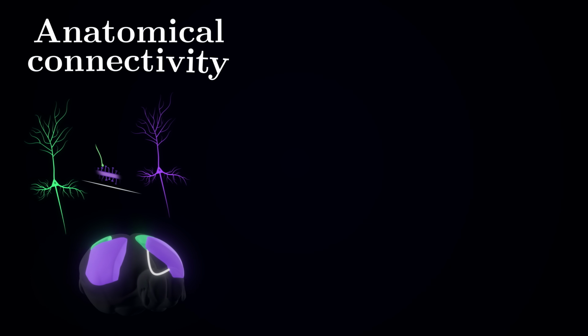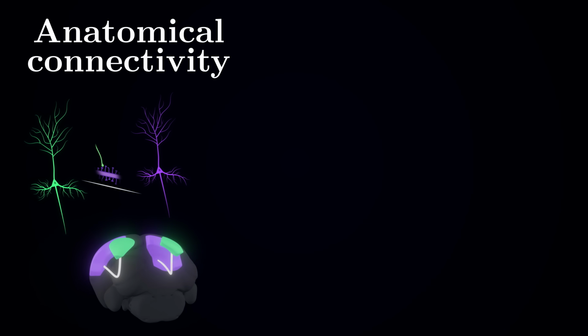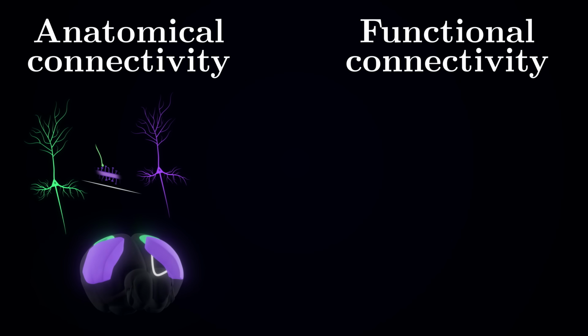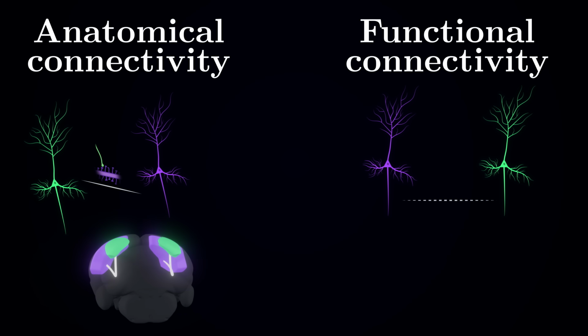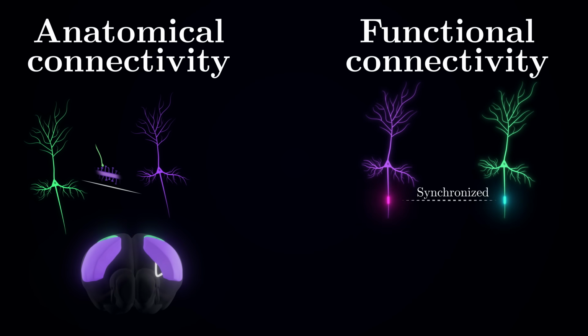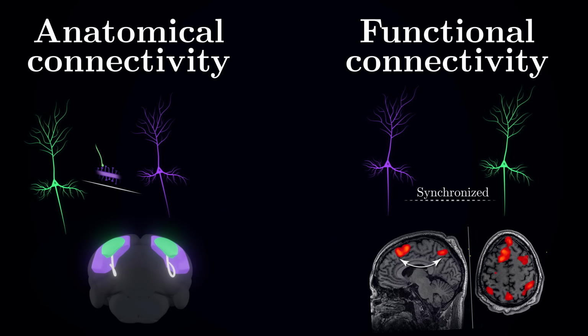Beyond anatomical connectivity, that is, the physical wiring of neurons or brain regions, we can study functional connectivity, which captures how different parts of the system work together. Two neurons might be considered functionally connected if they tend to generate electrical impulses in synchrony. Or two brain regions might show coordinated activity during a specific task.